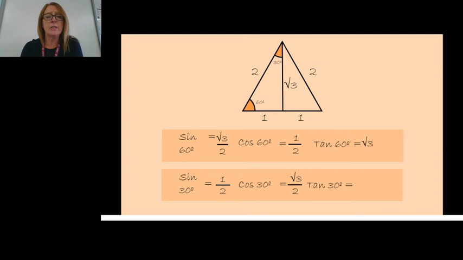Finally, for tan 30, tan is opposite over adjacent, we're looking at 1 over root 3. Now, the reason I mentioned rationalising the denominator, you'll see the answer to tan 30 actually gives me an irrational value in the denominator. In order to get rid of that, all I'd need to do is multiply the top and the bottom of that fraction by root 3. So that gives me an answer of root 3 over 3.